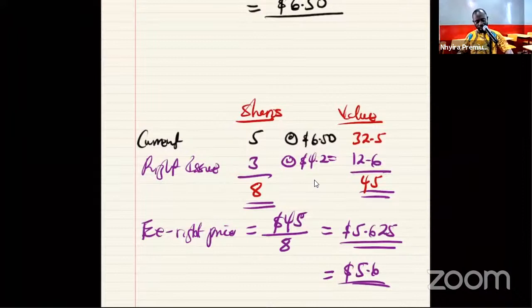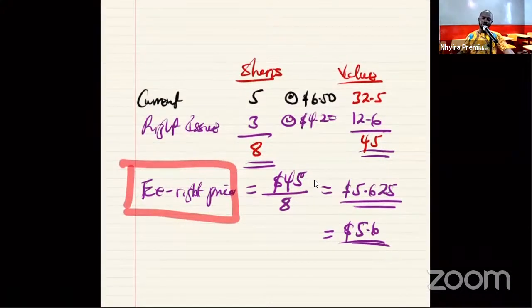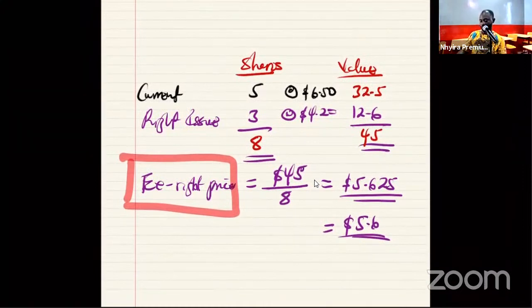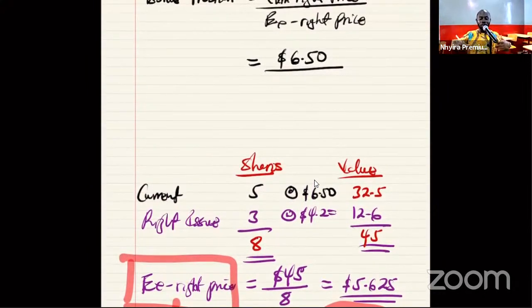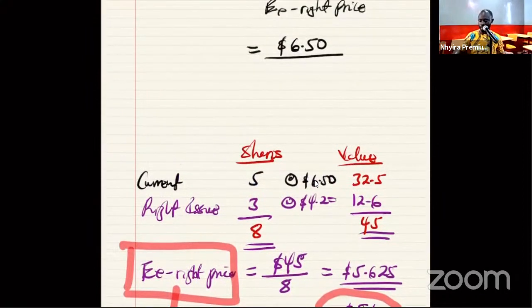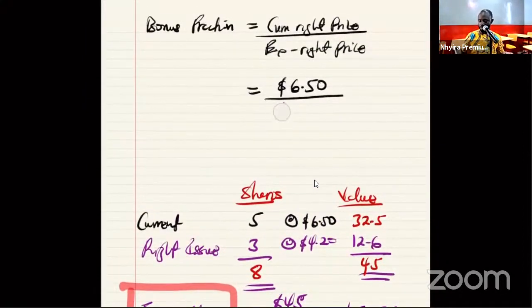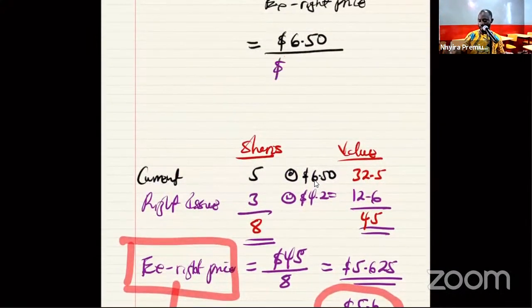Now, the idea about the ex right price computation is that it is actually the theoretical price. The assumption on the right issue is that when you make a right issue, the share price falls. So we do this calculation as a theoretical ex right price. So we now assume that the price is 5.6, even though the original share price is 6.50. We call this the theoretical ex right price. So if we look at it, 6.50 divided by 5.6, or we could use everything that is there and not cap it, 5.625. That is how we get our bonus fraction.